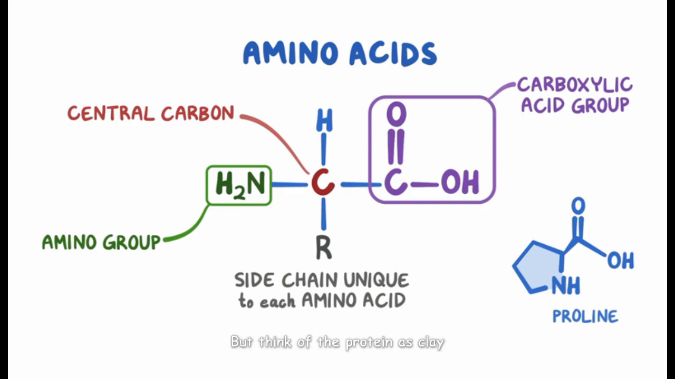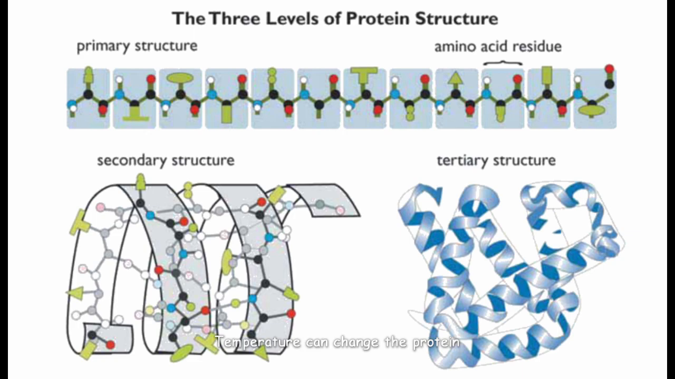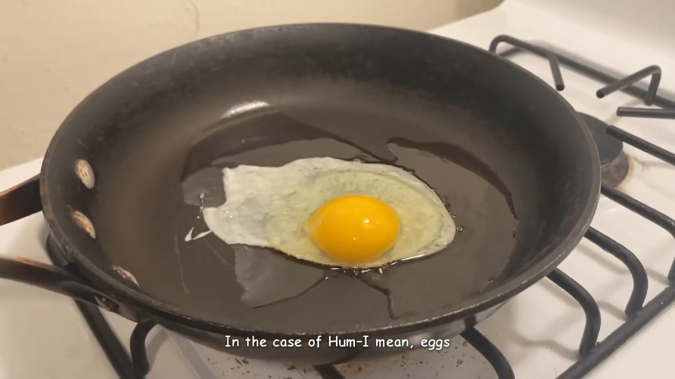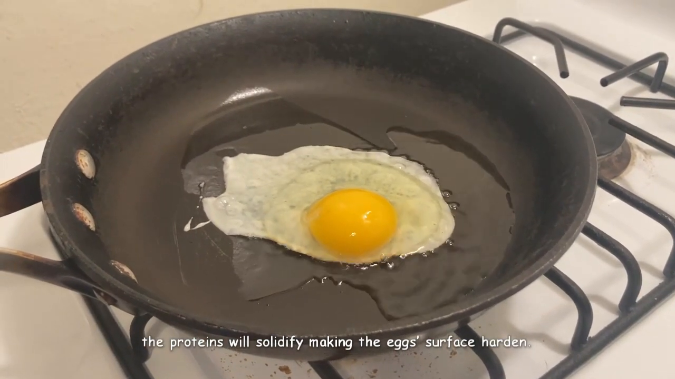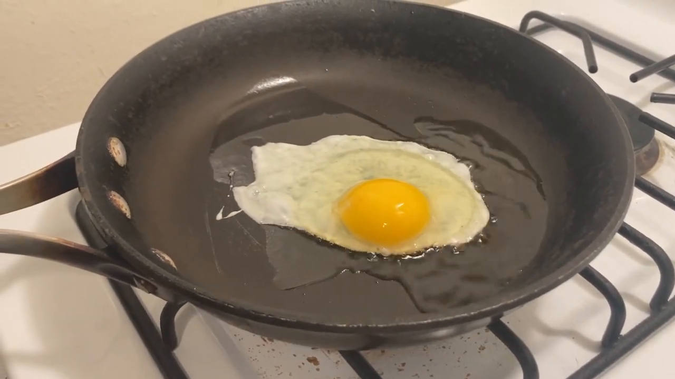Now think of the protein as clay. The structure of clay will determine its shape, whether it be round or flat, tall or small. The function of a protein depends on how the amino acids within are structured. Temperature can change the protein and its structure by affecting the bonds creating the shape, thus creating a new structure. With this, the molecules within will coil. The name of this change is known as denaturation. In this case of eggs, the proteins will solidify, making the egg's surface harden.